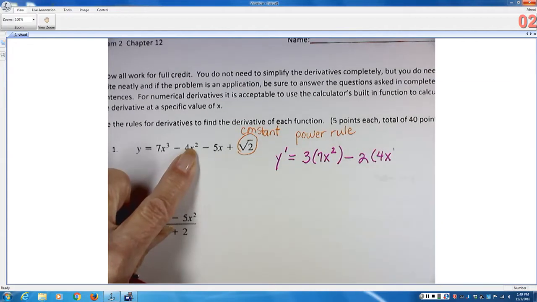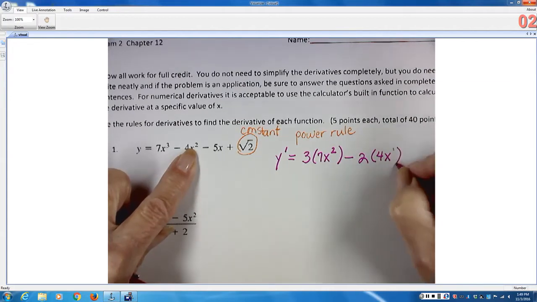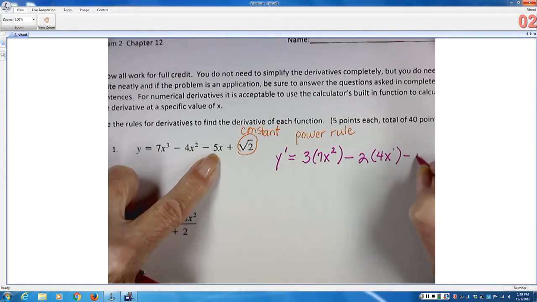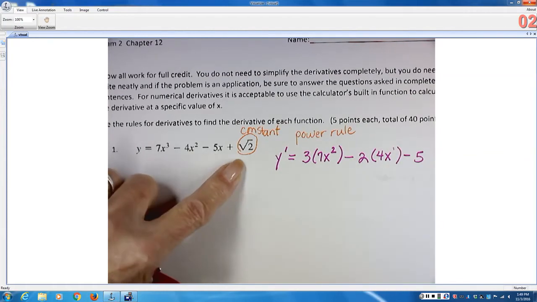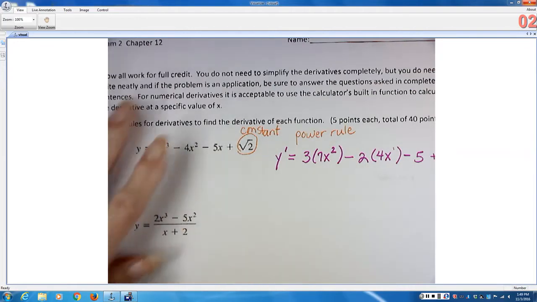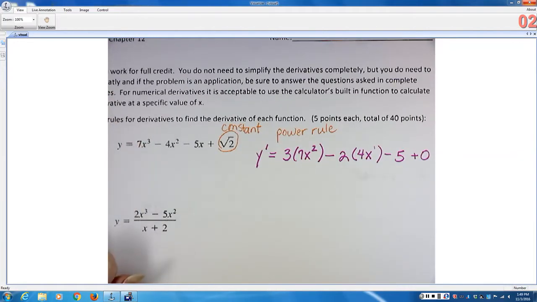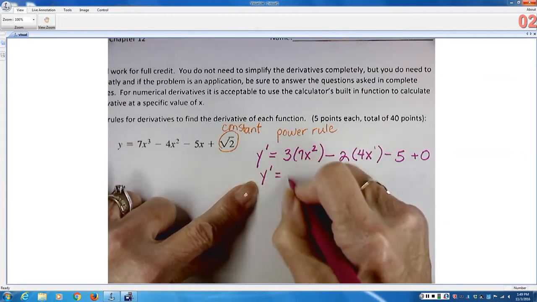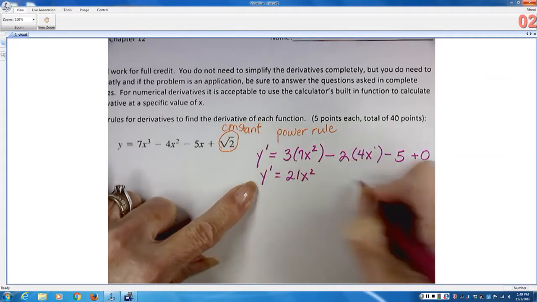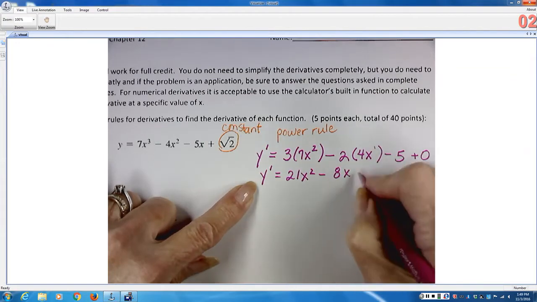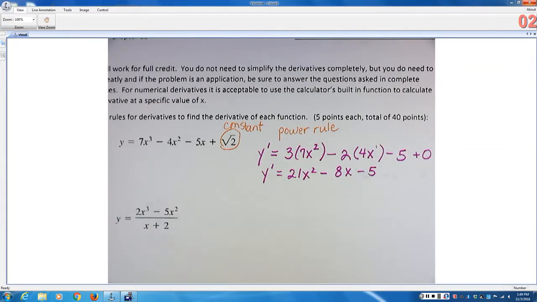You can put the 1 down or not. It's up to you. Minus the derivative of 5x is 5. The derivative of the constant is 0. You can put it down or not as you choose. And then if you cleaned it up, 3 times 7 is 21x squared minus 2 times 4 is 8x minus 5. Either of those answers is perfectly acceptable.